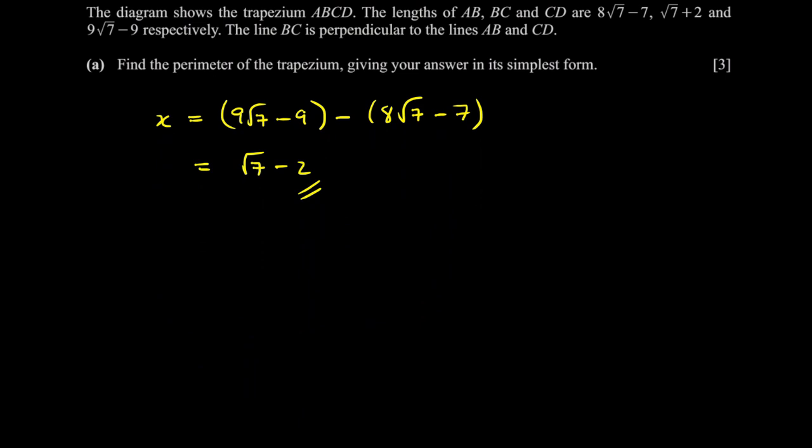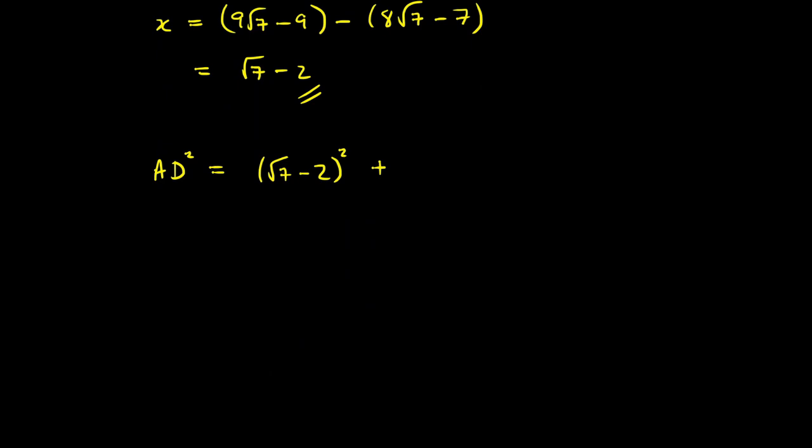Pythagoras' theorem will tell us that the length of AD all squared is going to be equal to root 7 minus 2 all squared plus root 7 plus 2 all squared. Let's square it out. Root 7 times root 7 is 7. Root 7 times negative 2 is minus 2 root 7. We have it twice, that's minus 4 root 7. And then negative 2 times negative 2 is positive 4. Please do not fall into the trap of doing root 7 squared is 7, negative 2 squared is 4, and forgetting that middle term. That is such a common error.